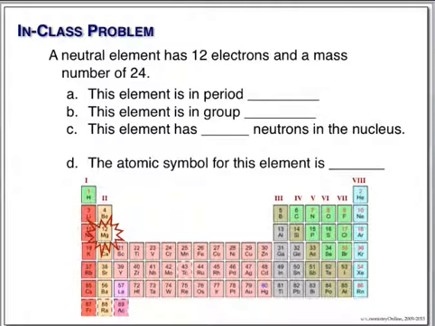All right, our period, that's going down, so that's the third. It's in group number 2. If it has a mass number of 24 and 12 of those are protons, it has 12 neutrons. So our symbol would be Mg, our superscript would be 24, and our subscript would be 12.